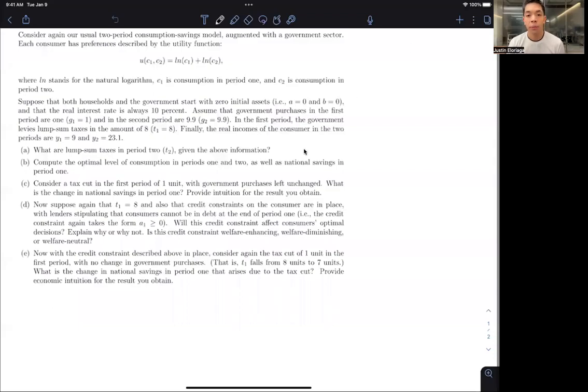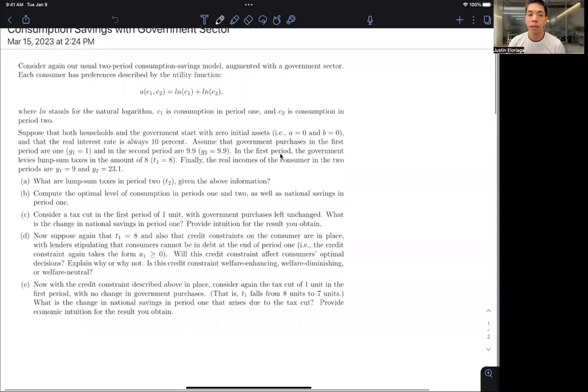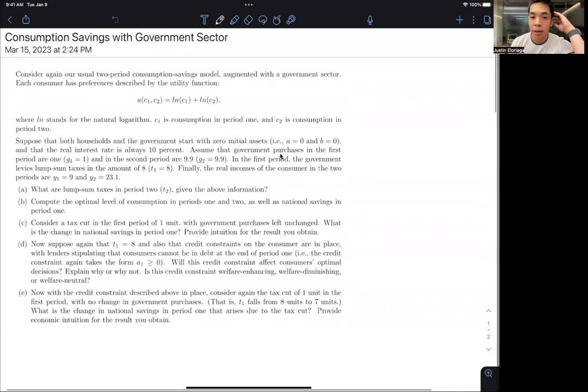Hi everyone, and welcome to this video on the consumption savings model, the two-period consumption savings model, with the presence of taxes, which would mean that there is a government sector in play in this particular model. So what we're going to do in this video is go through this whole example of the consumption savings model in the presence of taxes.